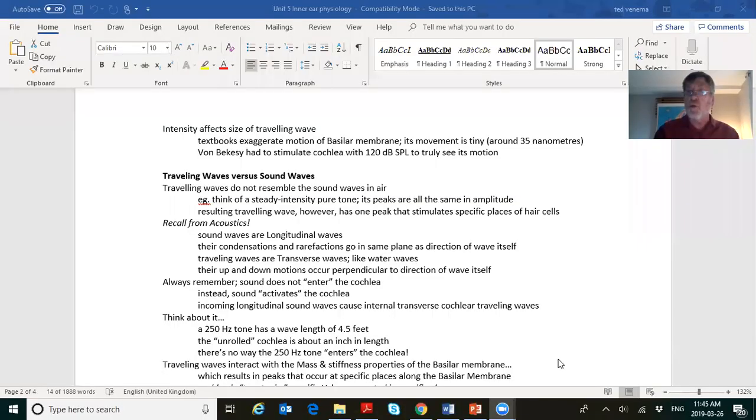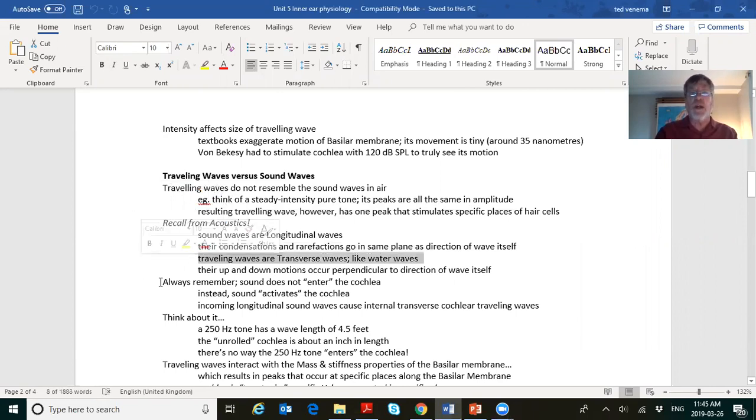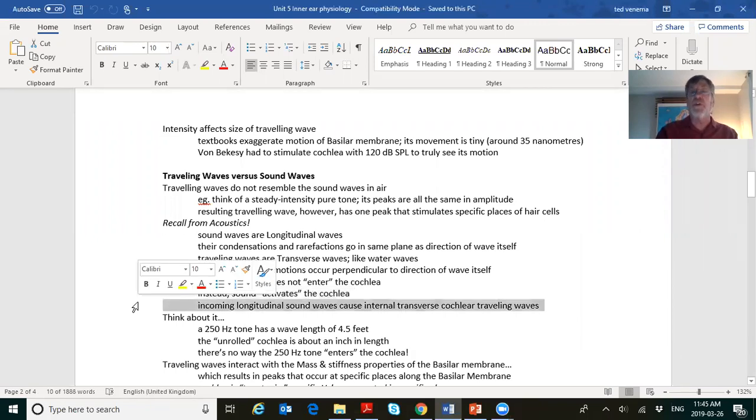Utterly different animals. One's a tiger, one's a lion. Recall from acoustics, sound waves are longitudinal. Their condensations and rarefactions go in the same plane as the direction of the wave itself. Traveling waves are transverse waves like water waves. Their up and down motions occur perpendicular to the direction of the wave itself. Always remember, sounds do not enter the cochlea. Instead, sounds activate the cochlea. Incoming longitudinal waves cause internal transverse cochlear traveling waves.